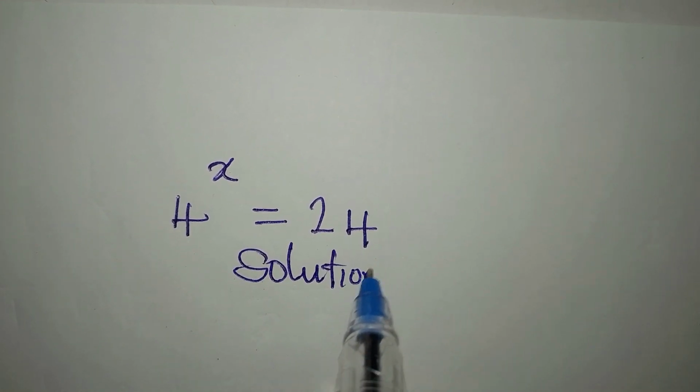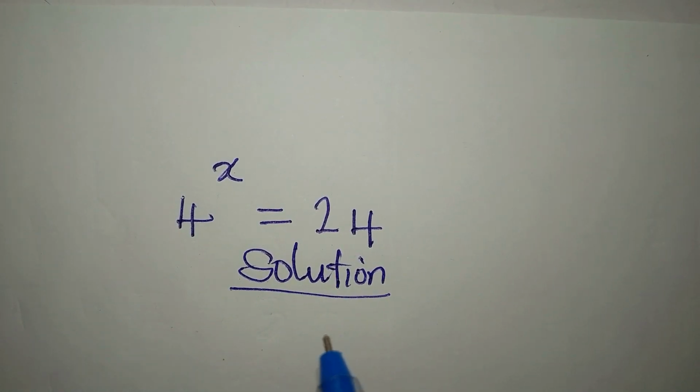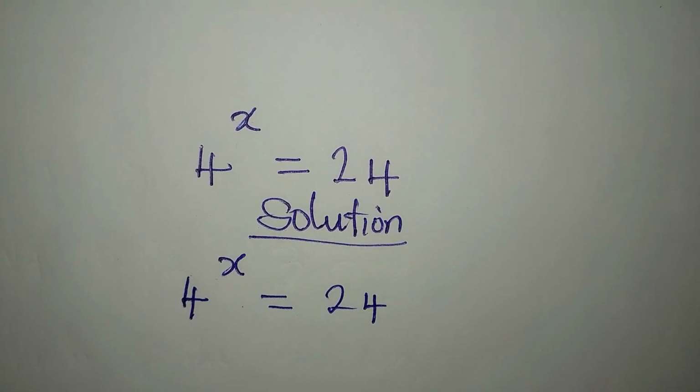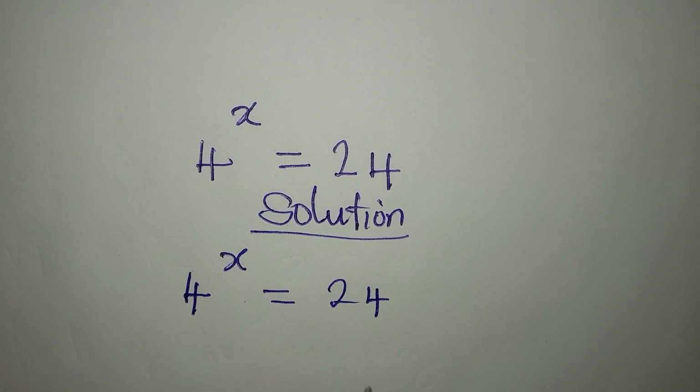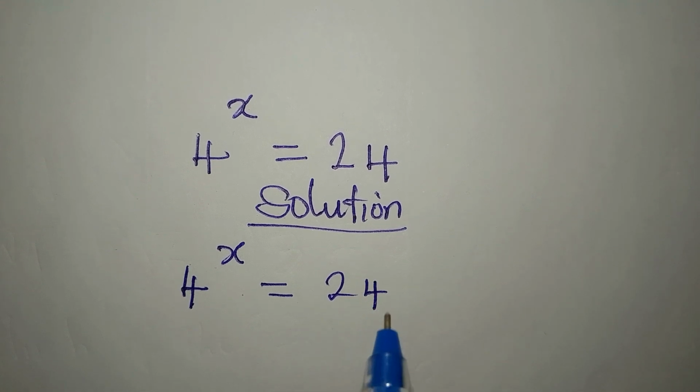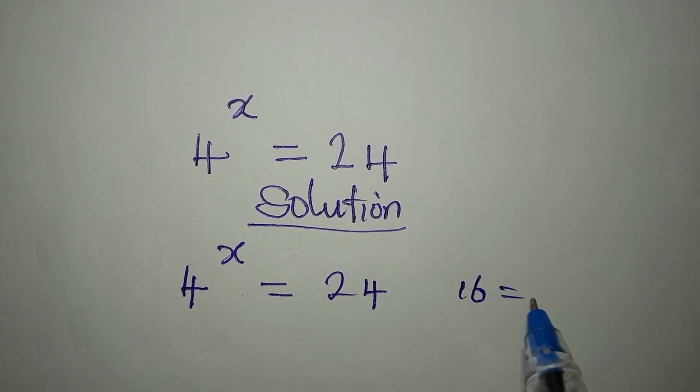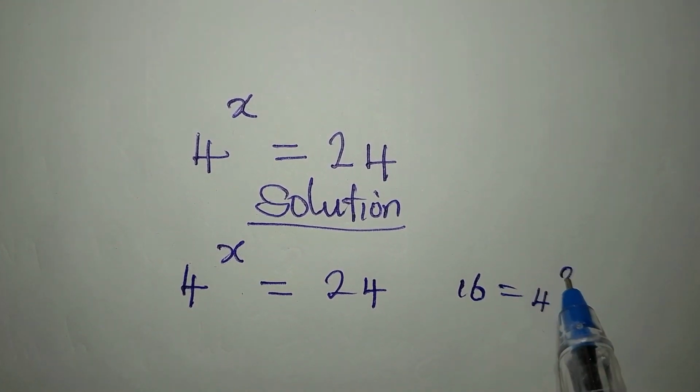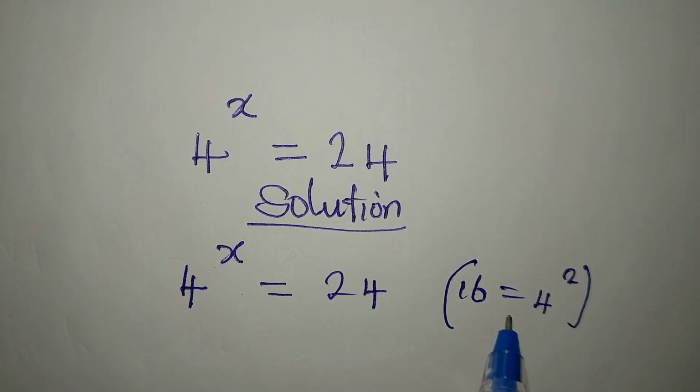Let's provide the solution to this problem. 4 to the power of x equals 24. Okay, we cannot express 24 in this form, right? Had it been 16 we have here, we would have said 16 is equal to 4 to the power of 2, right? Now this way, the bases would have been the same.